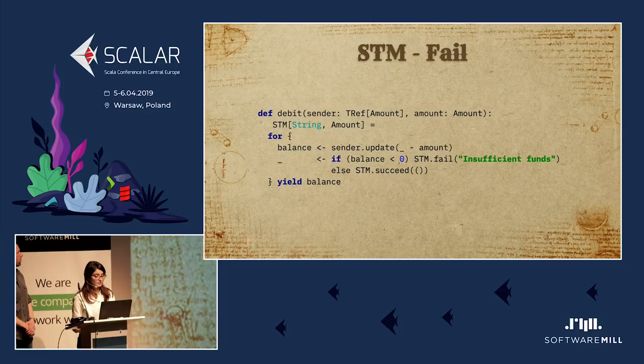Using fail, we can create a failed transaction with a specified error. And as I mentioned earlier, a failed transaction will roll back and undo the transaction. So here in this example, if the sender has insufficient funds, the balance of the sender wouldn't be updated. Otherwise, if it has enough money, the sender balance will be updated.